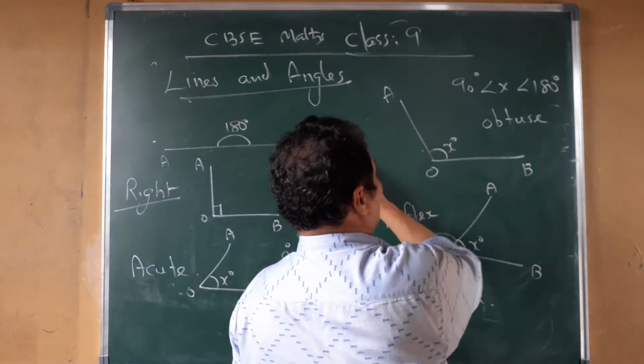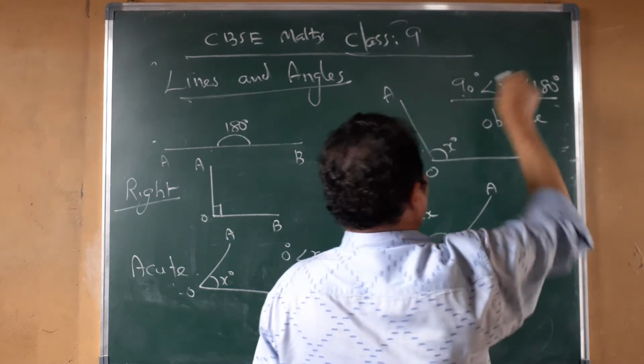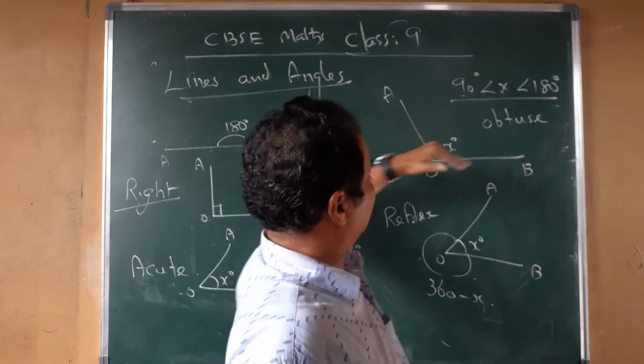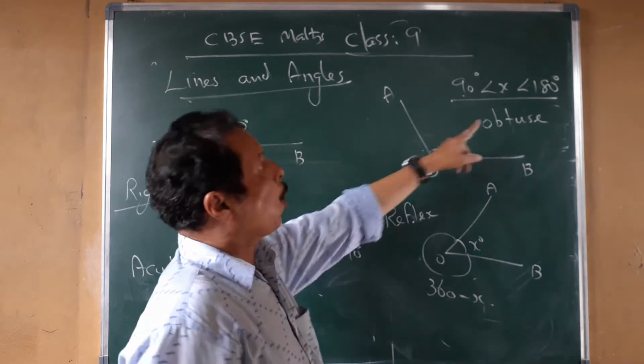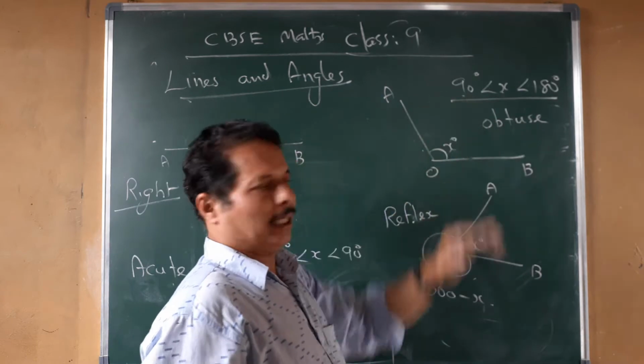Right angle, acute angle, and this one here, look at the shape of that angle. x is above 90 and below 180. That's 90 less than x less than 180. So x lies between 90 and 180. Look here, above 90. That is an obtuse angle. The angle is above 90 and below 180.